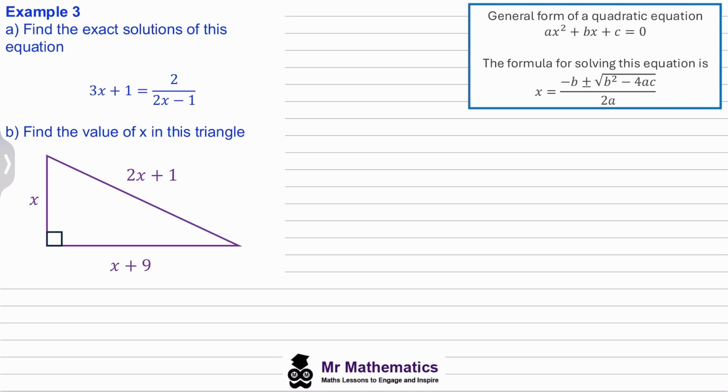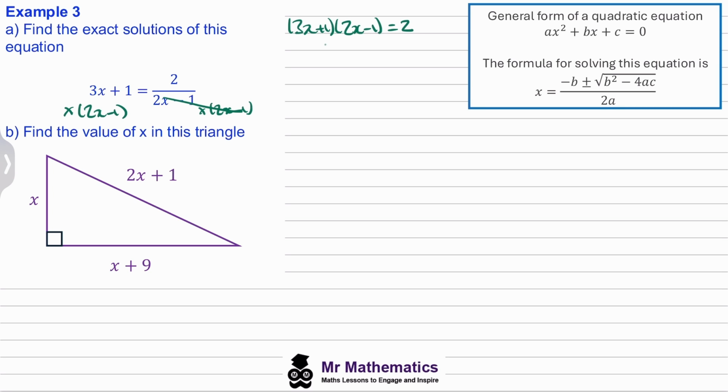For example 3, we know how to use this quadratic formula to solve the equation. Do you want to try and find the exact solutions in this equation using the quadratic formula? You can pause the video and come back when you're ready. We need to cancel out this division of 2x minus 1. So we'll multiply both sides by the 2x minus 1, and then these two will cancel. So we're left with 3x plus 1 multiplied by 2x minus 1, and this will equal 2.